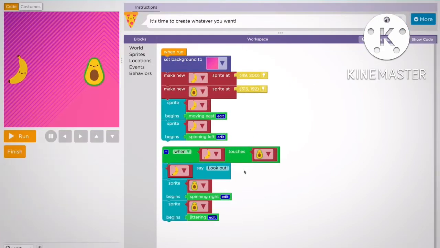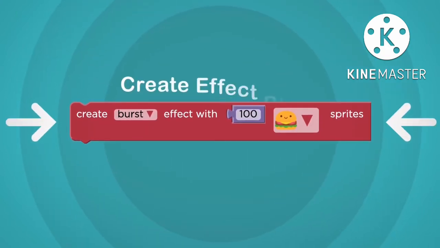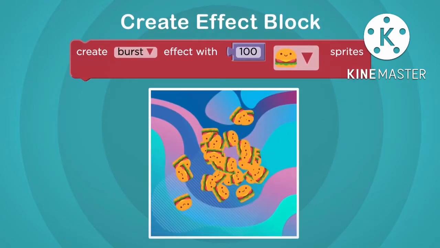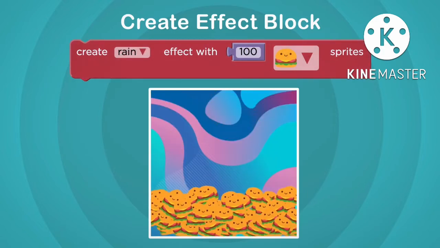You can use the When Touches event block to control what happens when two sprites bump into each other. Look for the Create Effect block. This powerful block can be used to make a whole bunch of sprites that burst, or pop, or rain on command. Have a look around and try experimenting with these new blocks and features.